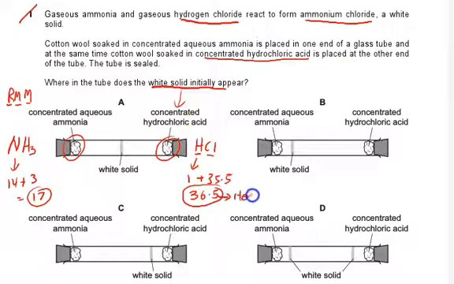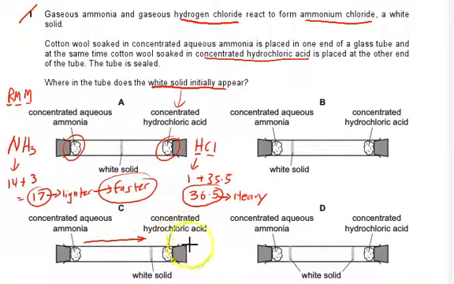This makes hydrochloric acid much heavier, and ammonia lighter, so it will diffuse much faster. It will evaporate and move faster compared to hydrochloric acid. So the white solid must form at this side. This is the explanation for this question, so for number 1, your answer is C. Now let us move to the next one.